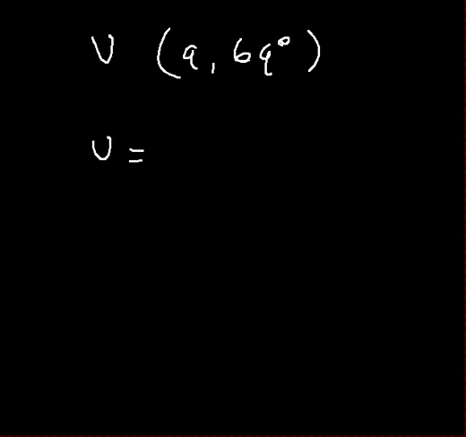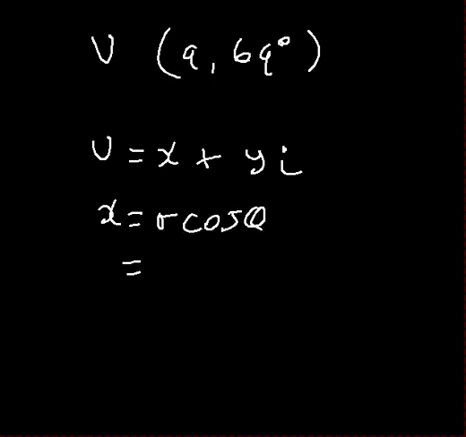V is given as x plus yi, where x corresponds to r cos theta, and thus we should have 9 cos of 69 degrees. That's 9 times cos of 69 degrees, and thus we should have it as 3.2.